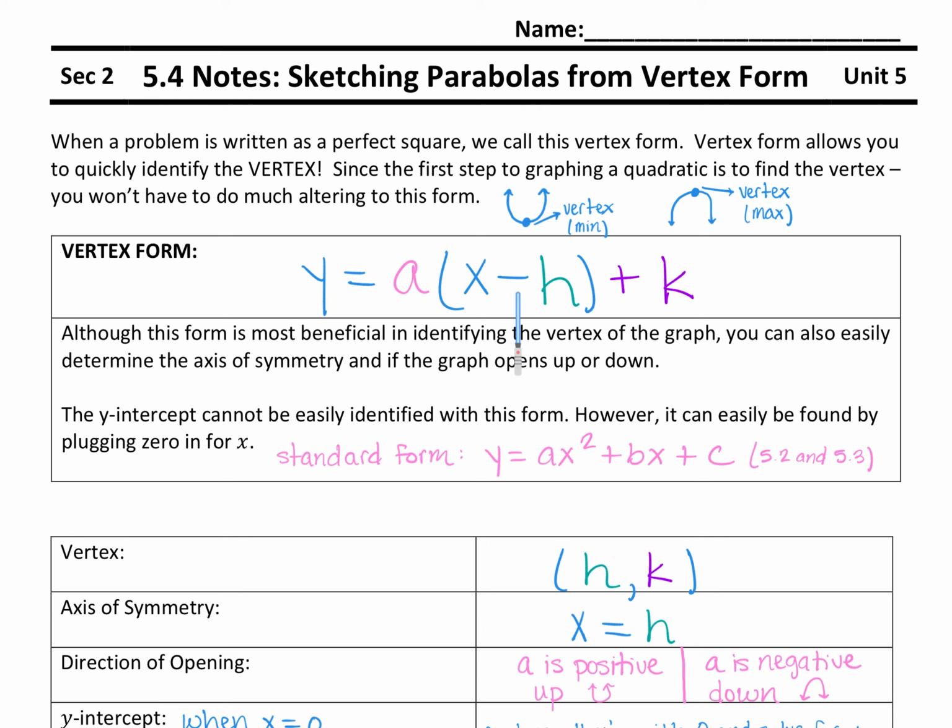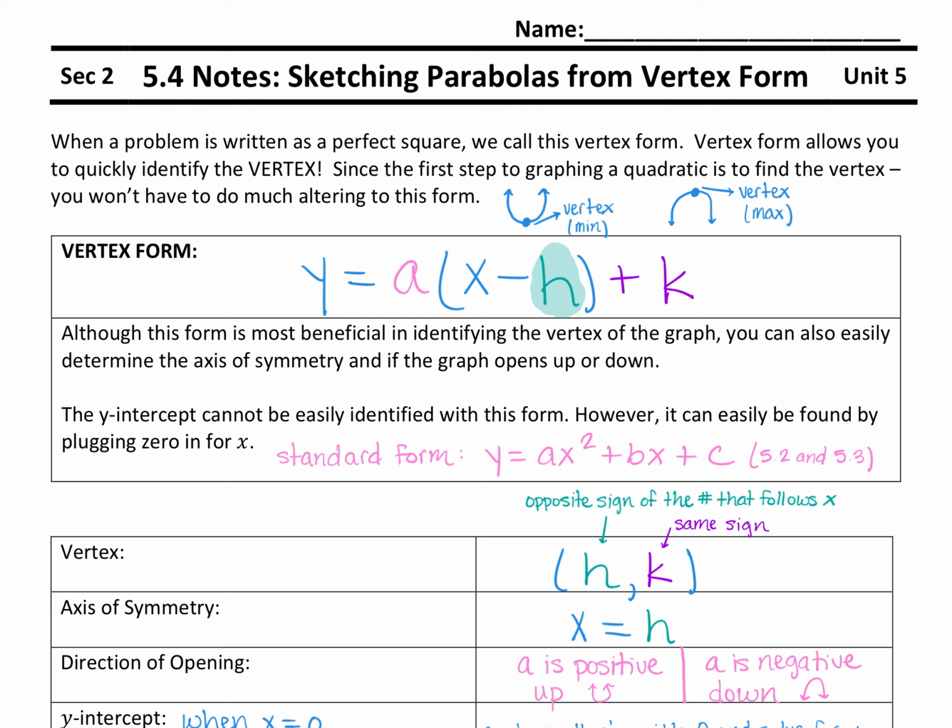When looking here at your vertex form, you can identify the vertex by looking at the h and the k. The h is the number that comes after x. And notice that this h has a subtract sign right before it. What that means is that the h, which is the x value of our vertex, actually has to be the opposite sign of the number that follows x. And we'll do examples so this will make more sense.